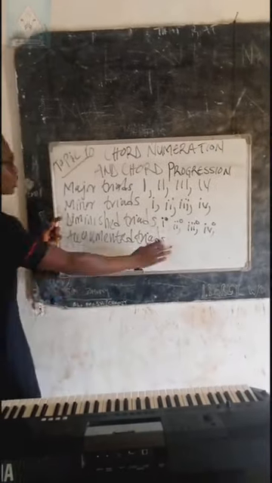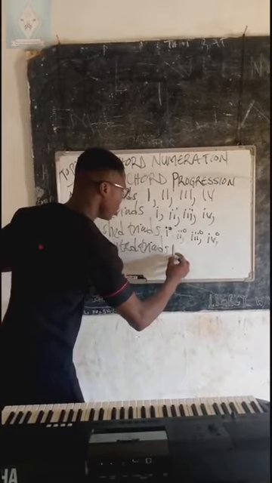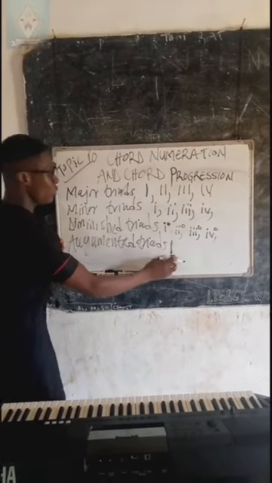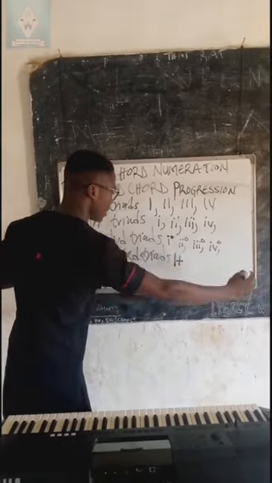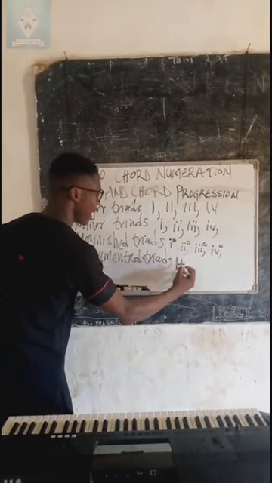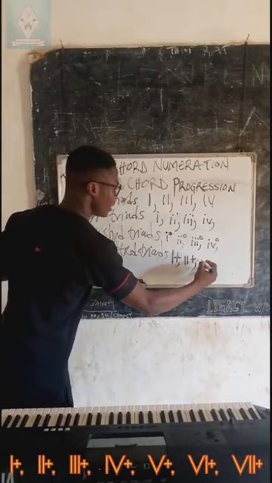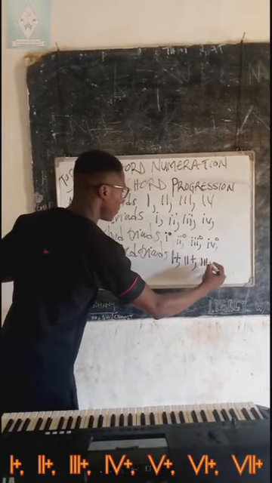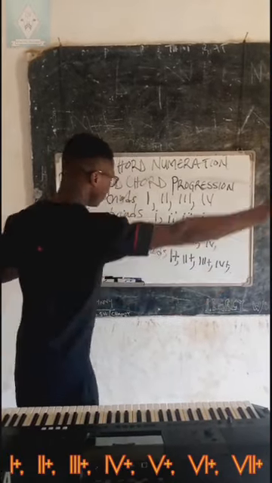Now, for the augmented chords, we use uppercase Roman numerals with a plus sign written by the right. So we have I plus, capital II plus, capital III plus, capital IV plus, and so on.